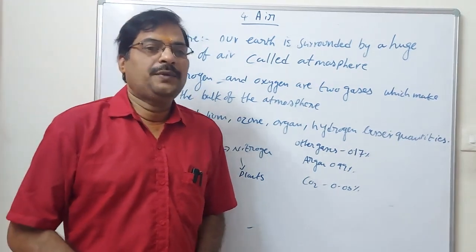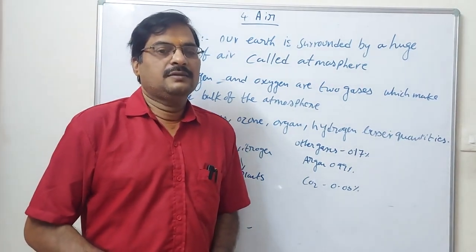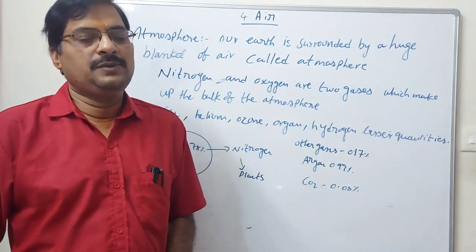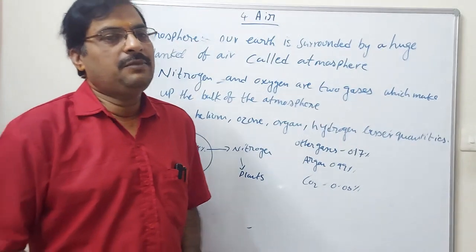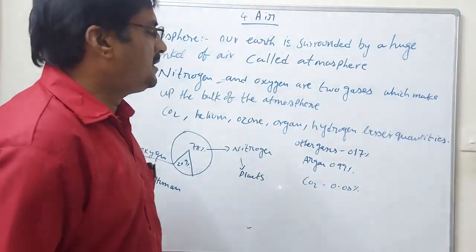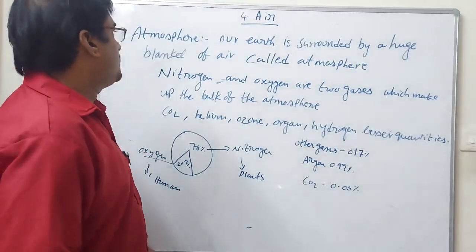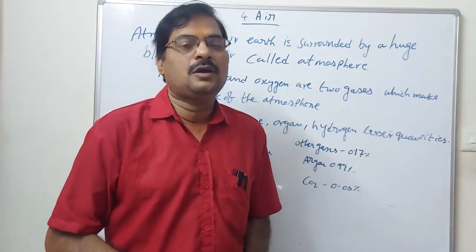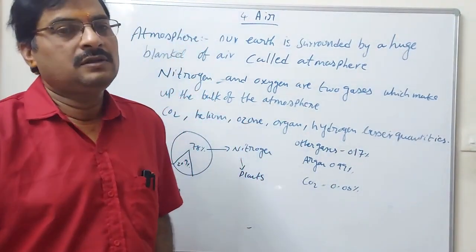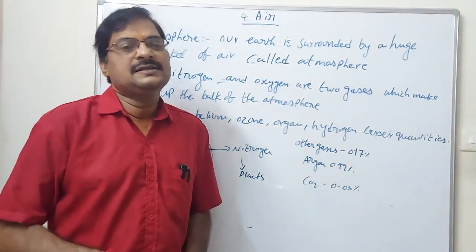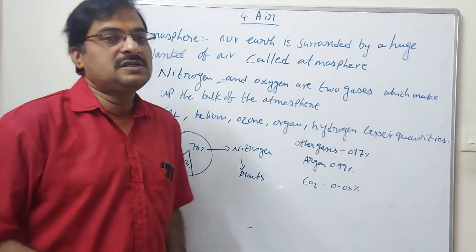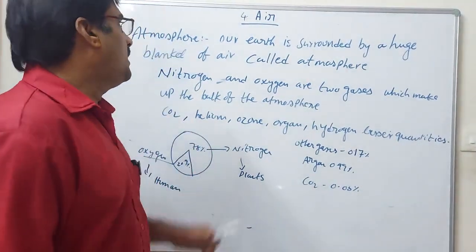Today, our topic is air. This is the lesson in Geography Class 7 CBSE, lesson number 4. The lesson is air. In this lesson, we are going to discuss the atmosphere, the composition of the atmosphere, and what gases are in the atmosphere. Actually, what is the meaning of atmosphere?